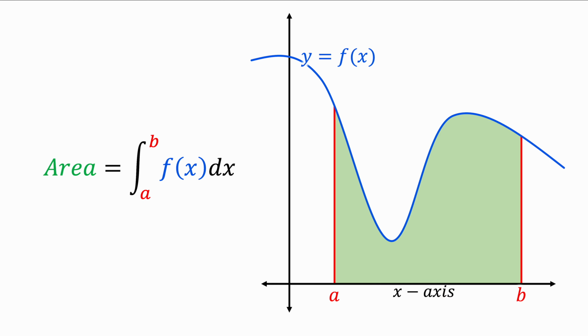Before we continue, pause the video and make a sketch of this in your book so that you remember it. The area between a and b of f of x dx is given by this integral here. It's between a and b, the x-axis on the bottom, the blue line on top.